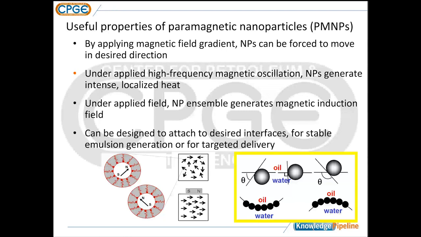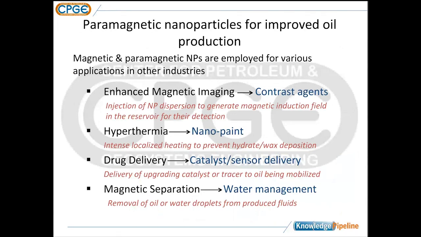And just like the silica nanoparticles described earlier by Hugh, particles can be designed to attach to desired interfaces for stable emulsion or foam generation or for targeted delivery. Because of these very useful properties, magnetic and paramagnetic nanoparticles are employed for various applications in other industries, especially in biomedical areas. For example, magnetic nanoparticles are employed for enhanced MRI imaging, and also for hyperthermia to kill cancer cells.